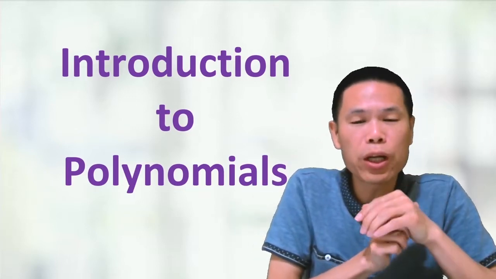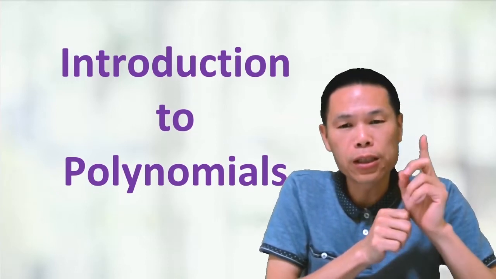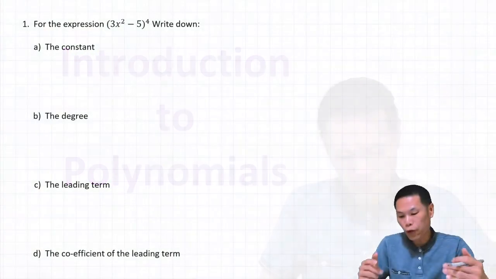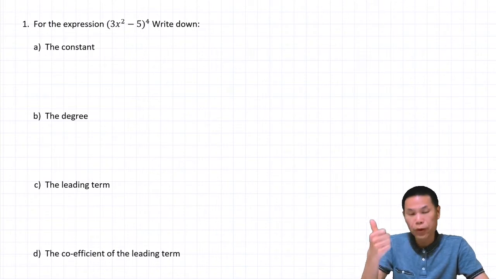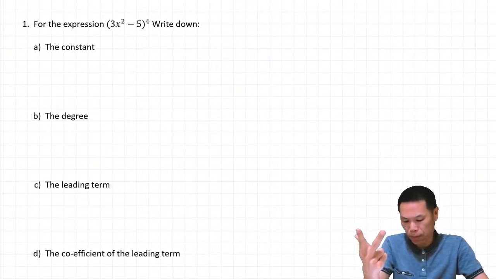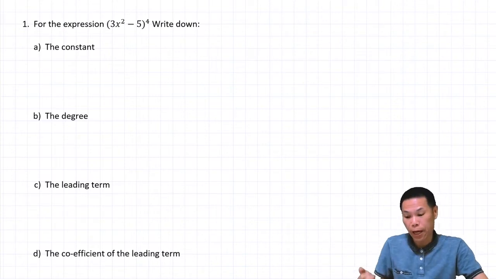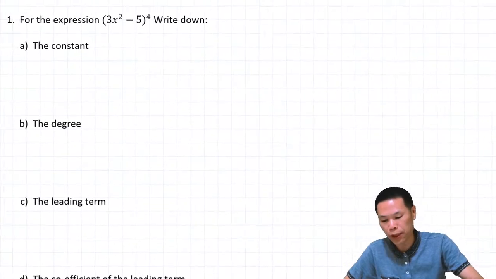So in this lesson we continue on with the introduction to polynomials. This is part 2. So let's get into it. For this expression, we need to find the constant, the degree, the leading term, and the coefficient of the leading term. Now to do this, let me give you a couple of examples first.